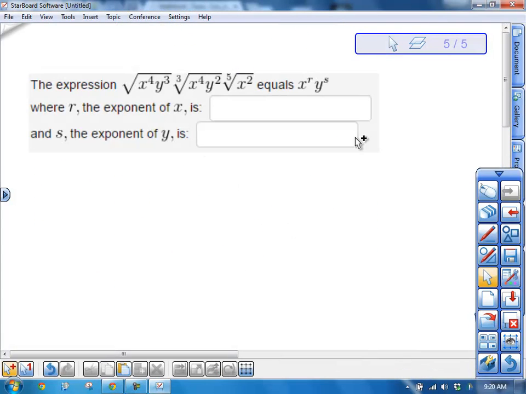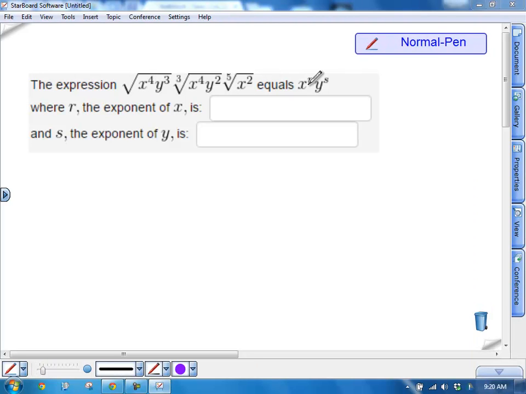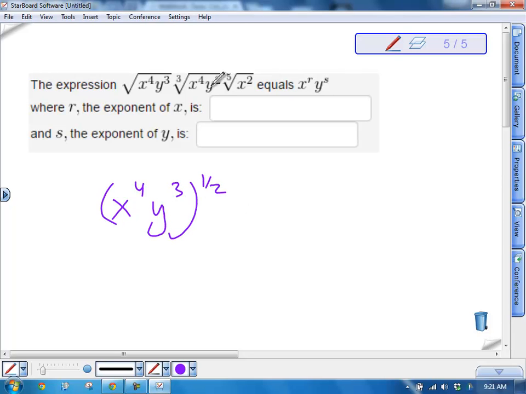All right, here's 34, the next question. It wants us to simplify this to x and y and give the exponents on them. All right, so one thing you have to realize is that the square root is really a 1/2 power. So I'm going to change this to x to the 4th, y to the 3rd, raised to the 1/2 power. Same thing here. The cube root is really a 1/3 power. So I'm going to change this to x to the 4th, y squared to the 1/3 power. And the 5th root is really a 1/5 power. So it's really x squared to the 1/5 power.